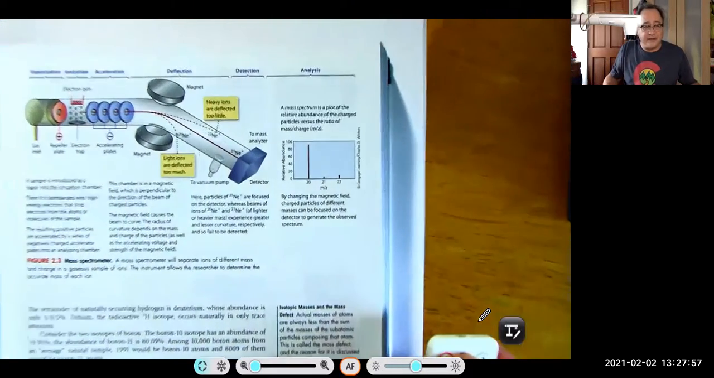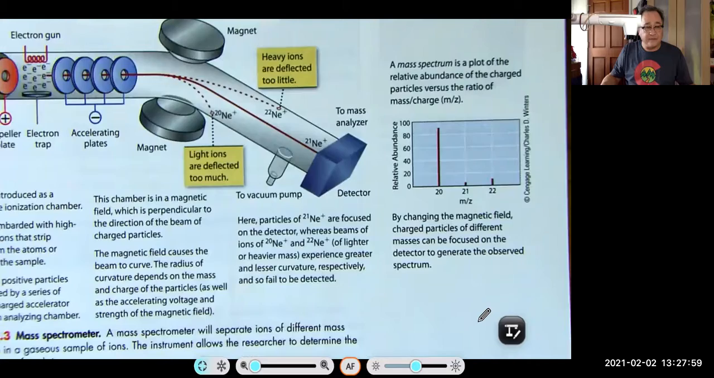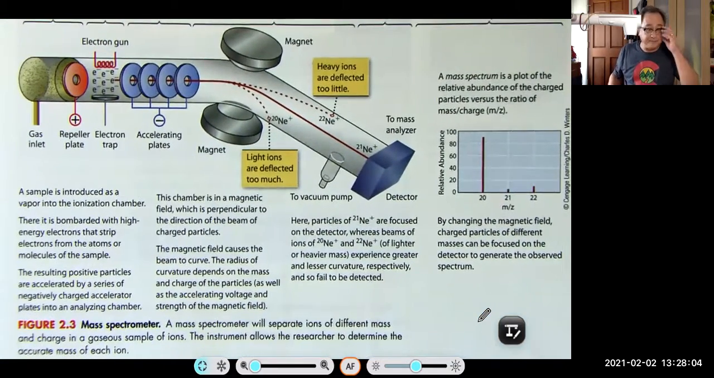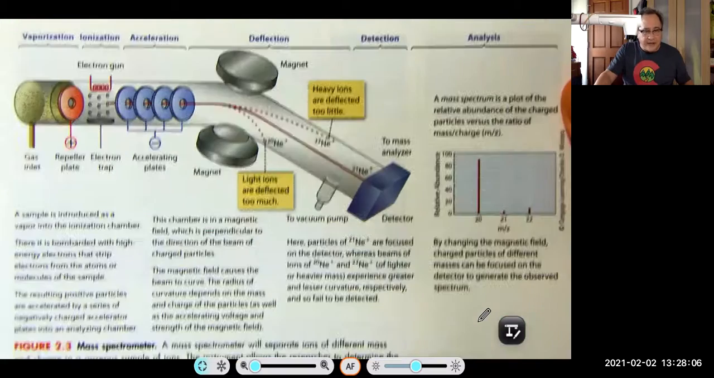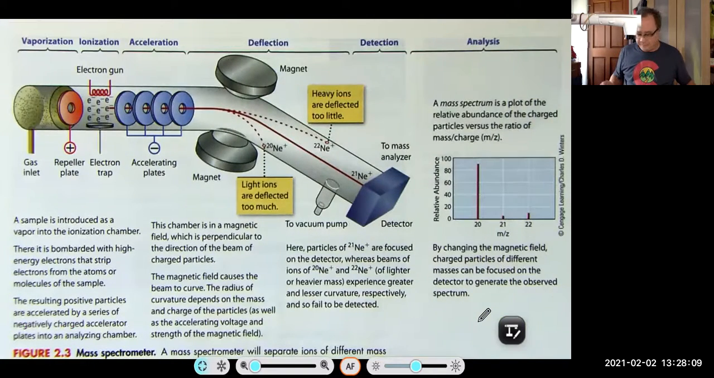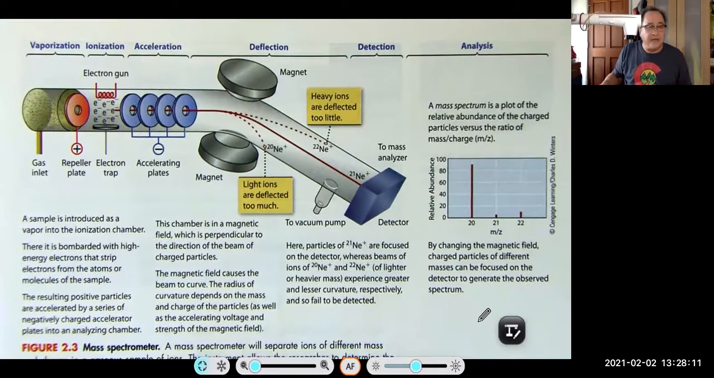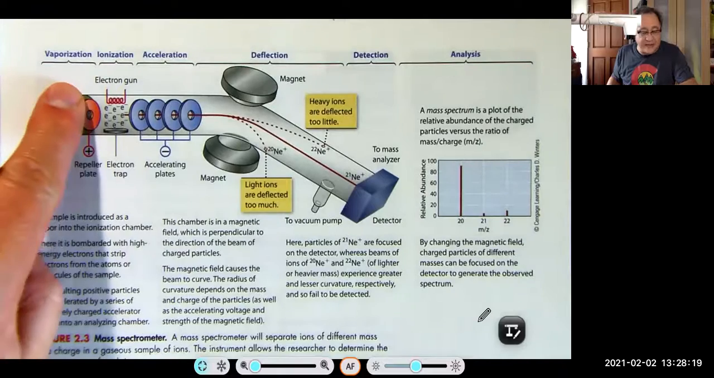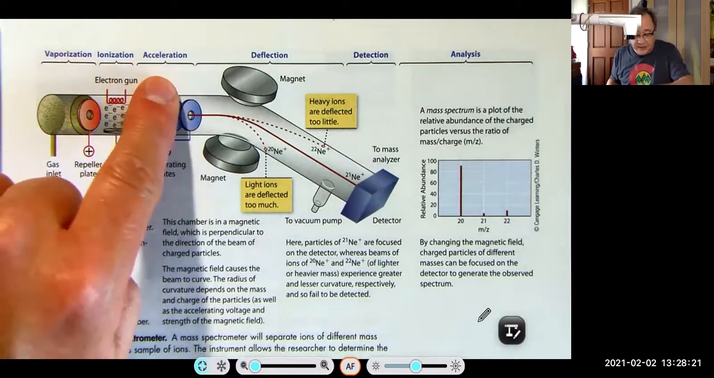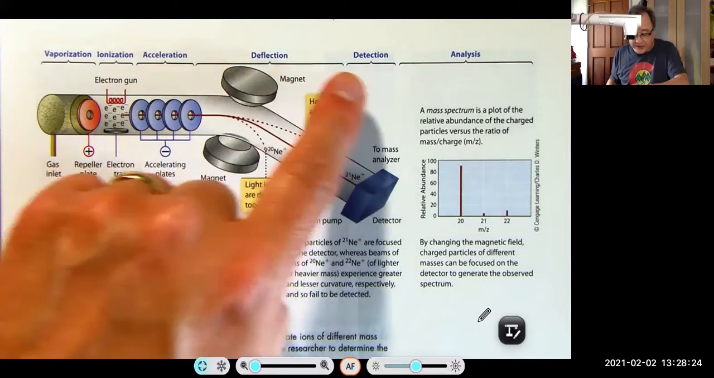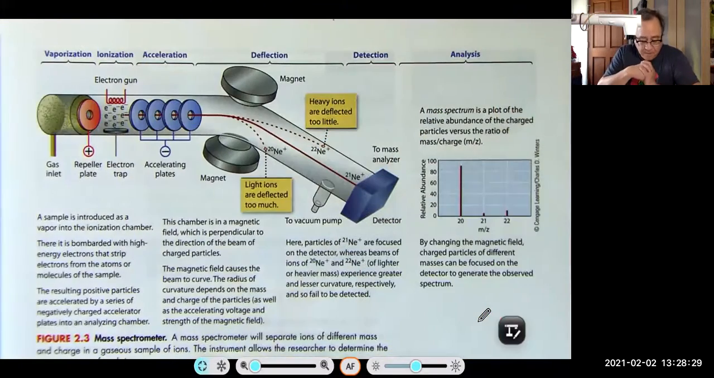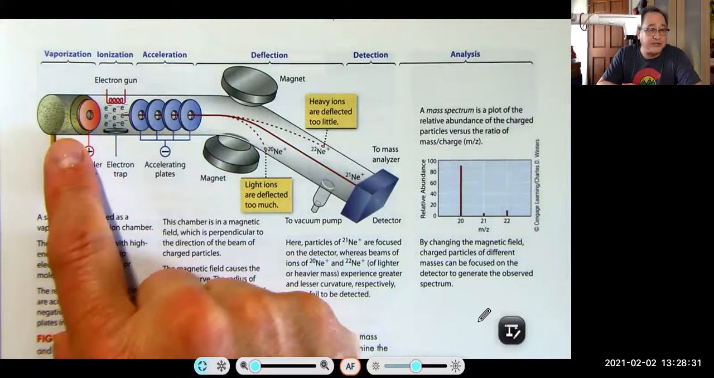I'm going to zoom in on this. So this is a cartoon of a mass spectrometer. You can see, looking at the figure, that there are different sections of the mass spectrometer. There's the vaporization section, ionization section, acceleration section, deflection section, detection section, and then this is the analysis. This is the output.